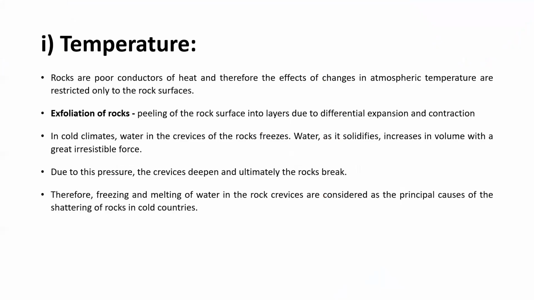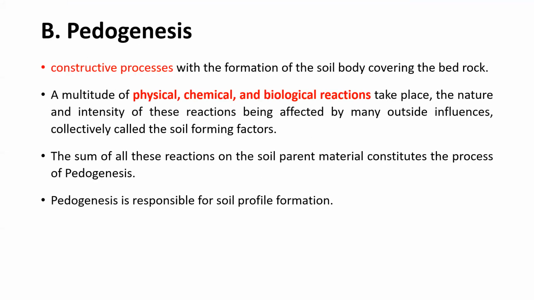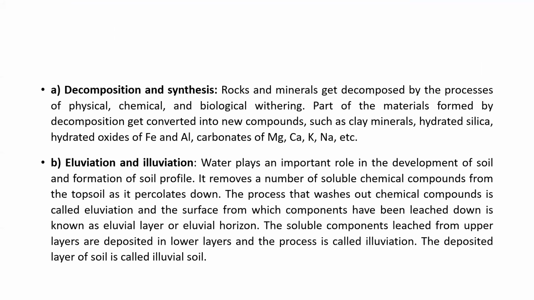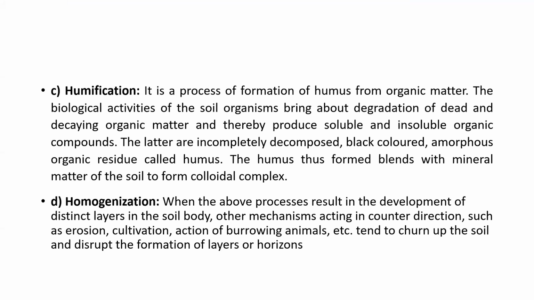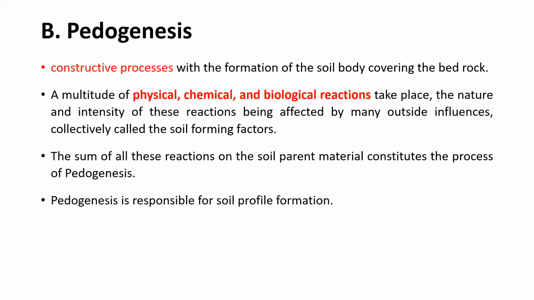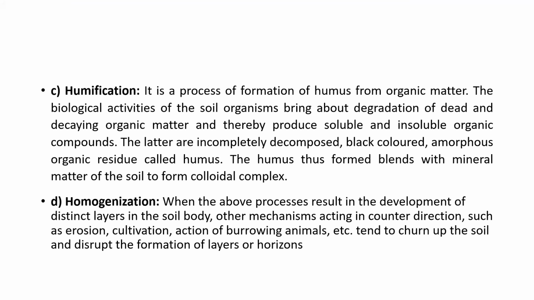Then the second question would be especially from pedogenesis. In pedogenesis, there are four different steps. So what is meant by pedogenesis? Discuss the different steps in pedogenesis. These four steps: decomposition, eluviation and illuviation, humification and homogenization.